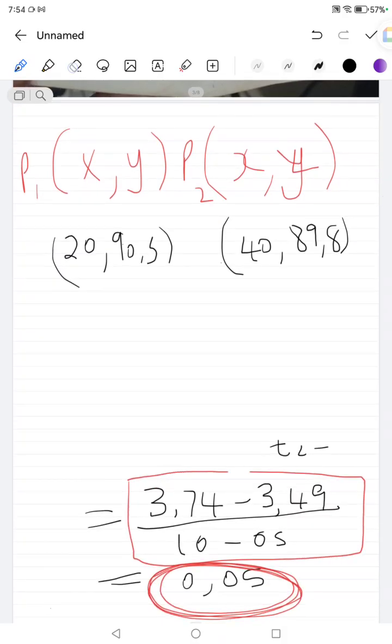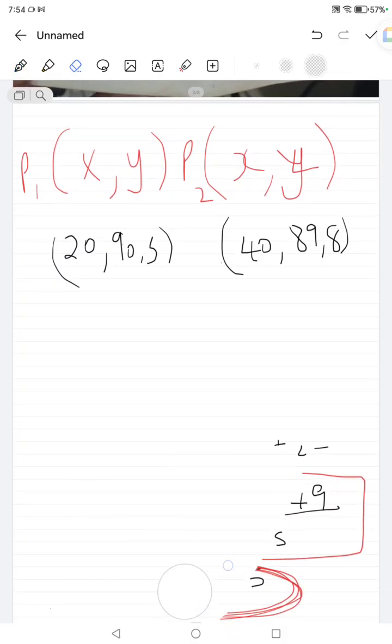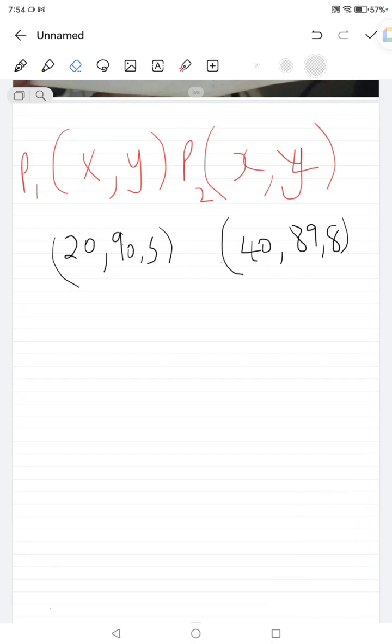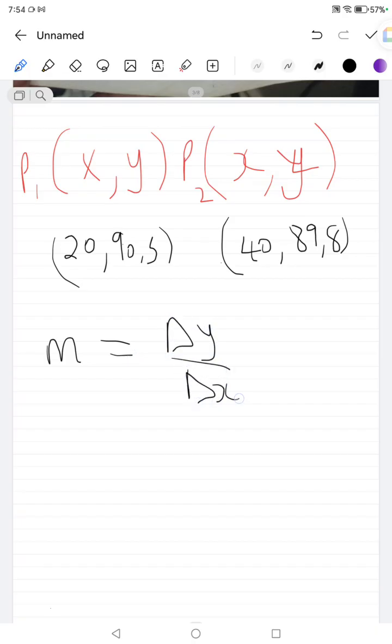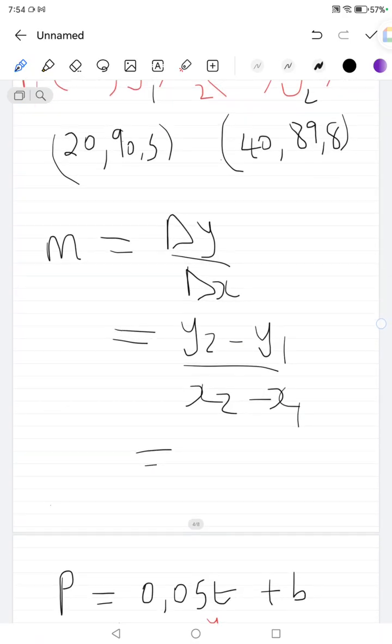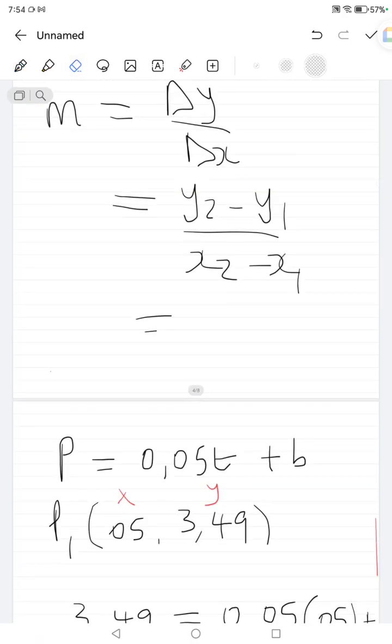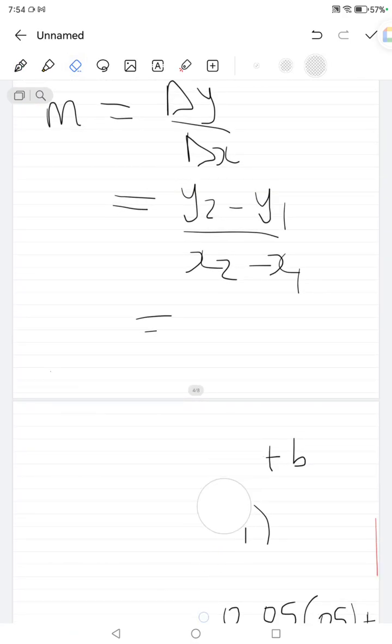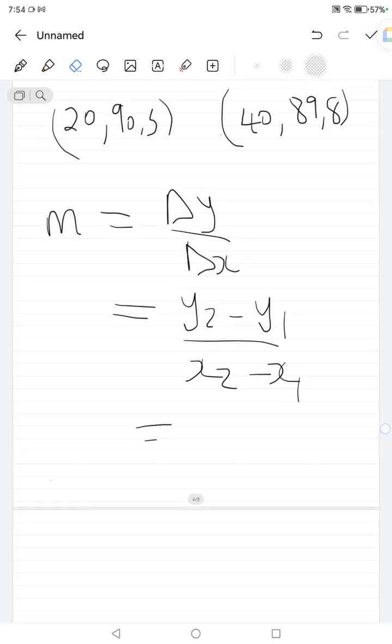Then you know that if you were to find your gradient, which is your m, you're going to be having your delta y over your delta x. What are you going to have? This one is your y2 by 1. You have your y2 minus your y1 over your x2 minus your x1. Then what do you have?